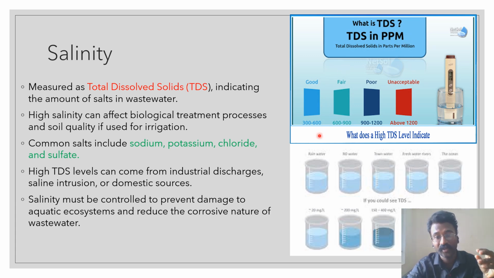If it is around 300 to 600, the water is referred to as good condition. 600 to 900, it is fair, okay, but 900 to 1200 it is very poor, and above 1200 it is an unacceptable amount of TDS, and nothing can be done to that.